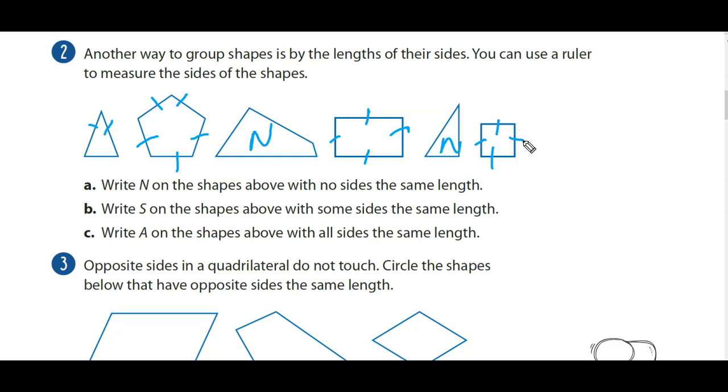So the ones where you need an N on the shapes above with no sides of the same length is this one here and here. Then it says write an S on the shapes above with some sides that are the same length. That would be this one and this one. And write an A on the shapes above with all the sides with the same length. That would be this one here and this one.